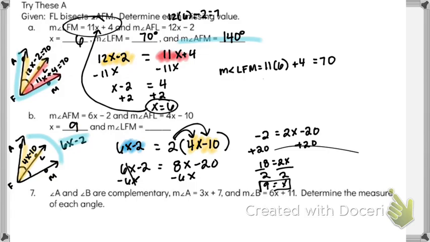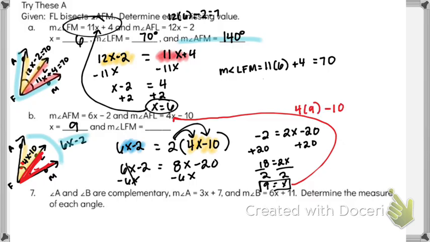All right, LFM is what this question is asking me for. LFM. So LFM is this one right here. But I don't have that one. But keep in mind what we're doing, bisector. Bisector means that these two pieces are the same. So we are going to take that 9 and put it into AFL. So we have 4 times 9 minus 10. So 4 times 9 is 36. 36 minus 10 is 26.